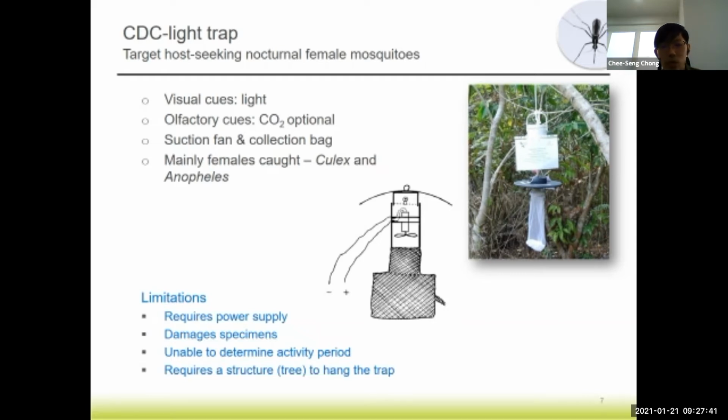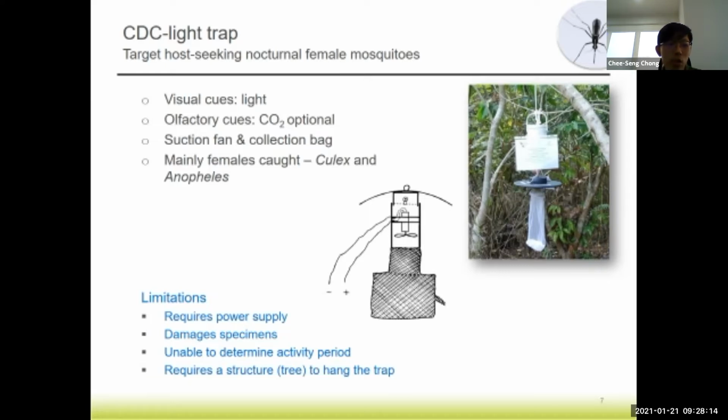Of course, the limitation, as you can see here, is very similar to any trap that has a power supply, the BG trap as well, and so on. Because suction tends to damage the specimen to a certain extent, that's something to note as well. One thing to know is that because the trap is deployed overnight, you will not be able to know when is the peak activity period of the particular species that is of interest to you.